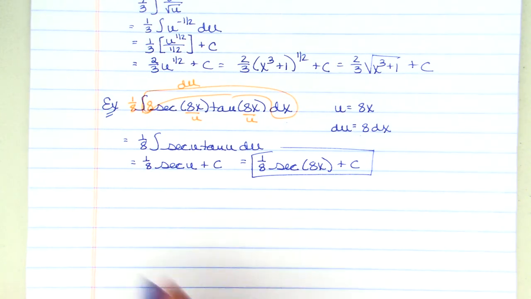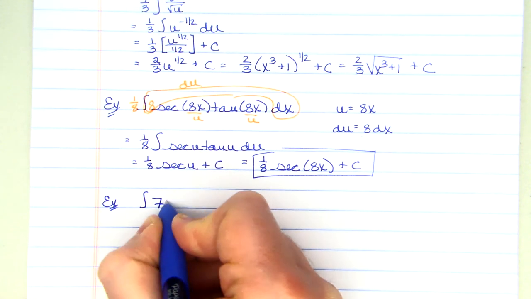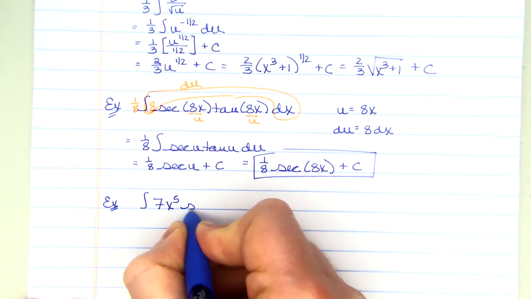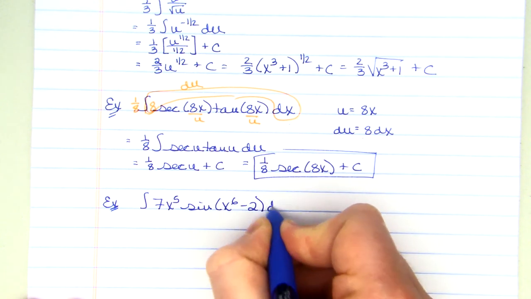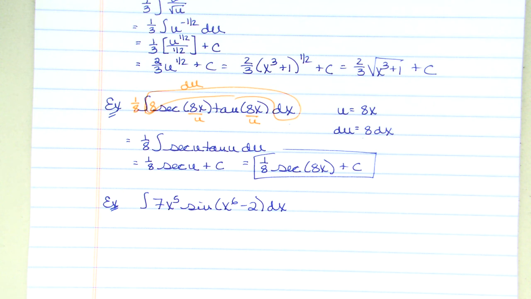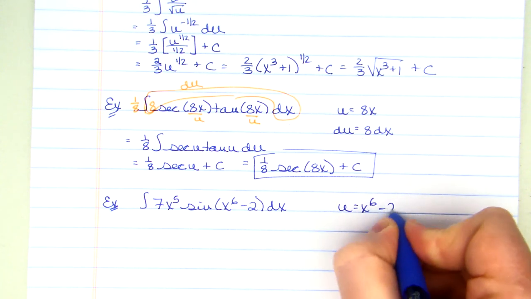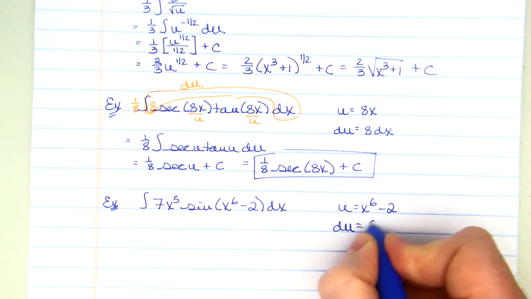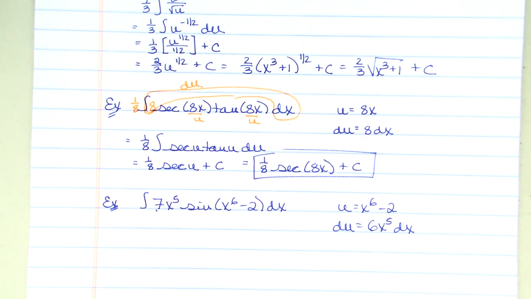One more. Integral of 7x to the 5th times the sine of x to the 6th minus 2 dx. What's u? What's du? What's wrong? I'm going to make u that inside piece, x to the 6th minus 2. Its derivative is 6x to the 5th dx. What's wrong? I want a 6 and I've got a 7 in there.